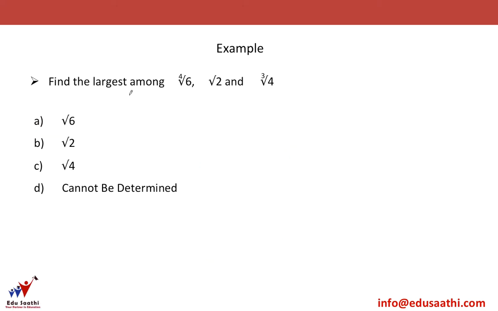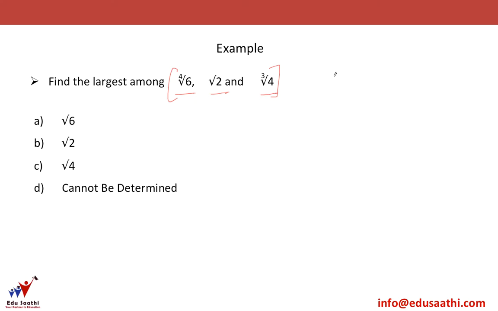So let's try this next question. Find the largest among 4th root of 6, square root of 2 and third root of 4. It is very difficult to judge just by seeing these three numbers which number is the greatest. Before discussing how to solve these kinds of questions, I'll discuss a property.